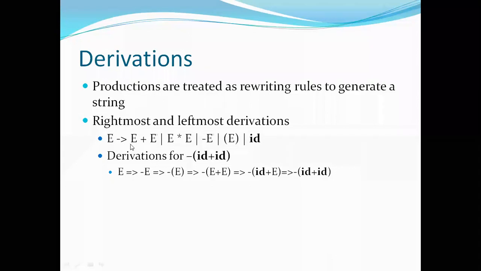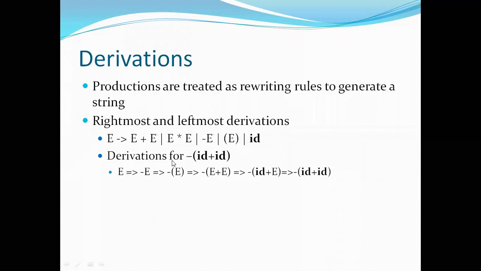So this is the given grammar. E produces E plus E, this is one production, and E produces E star E, this is another production, and E produces minus E, and E produces E in brackets, and E produces ID. So we have five productions: first, second, third, fourth, and fifth. We have the same start symbol E.